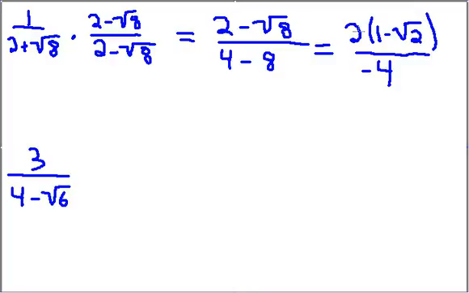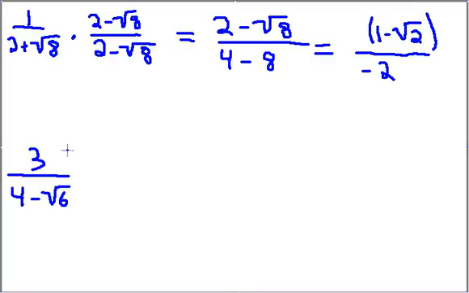We could even take it one step further. This 2 and this 4 can both divide by 2. So if we divide the top by 2, that's going to leave us with 1 times 1 minus radical 2. And then if we divide the bottom by 2, minus 4 divided by 2 is just simply minus 2. So 1 over 2 plus radical 8 in simplified form is 1 minus radical 2 over minus 2. And the reason why, once again, this is in simplified form is our radical is now out of our denominator. The only thing we have in our denominator is an integer, a minus 2.